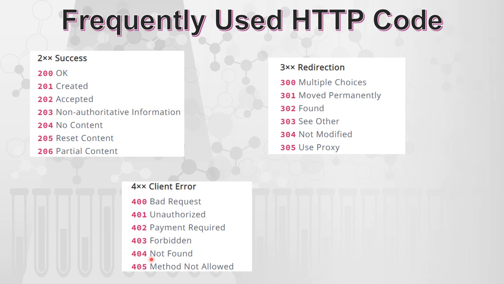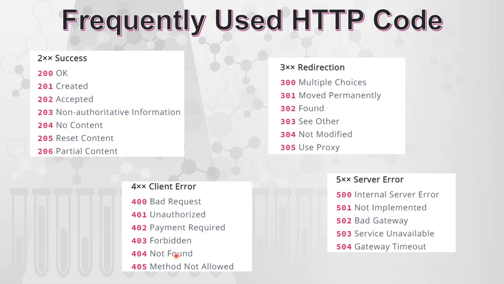404 is very commonly used in case the resource is not found, or even if you enter any invalid URL, you will get this 404 error. And similarly, 405 is the method not allowed error. The example could be that the particular API supports only get method, and if you are trying to use post or delete, in that case you might get these errors.